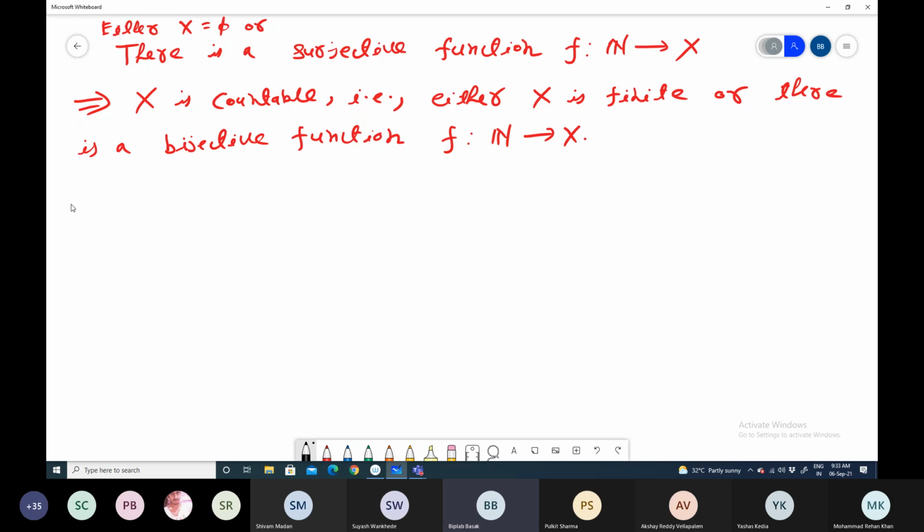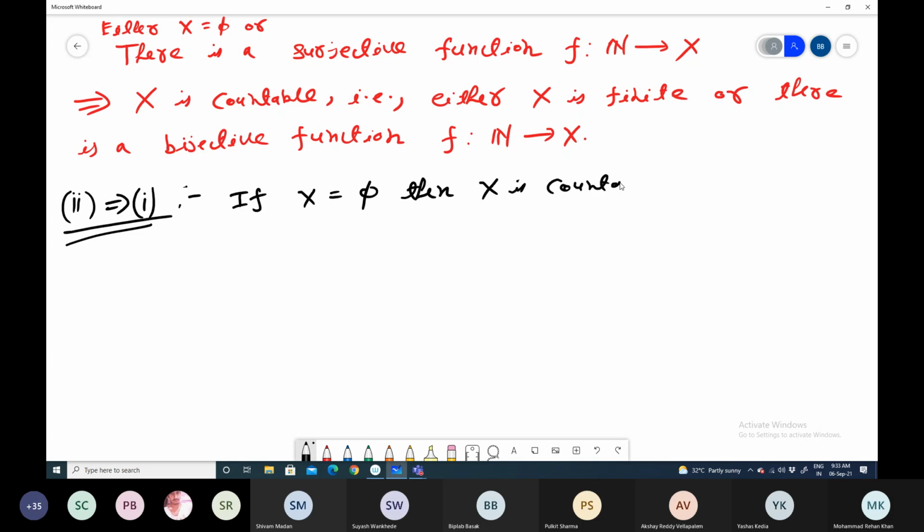Now first of all, see, 2 implies 1. You have already seen the solution, so if you have any problem, you should ask here, because the solution is with you now. If X is empty, then there is nothing to prove, then X is countable. Okay, so we assume the second part.